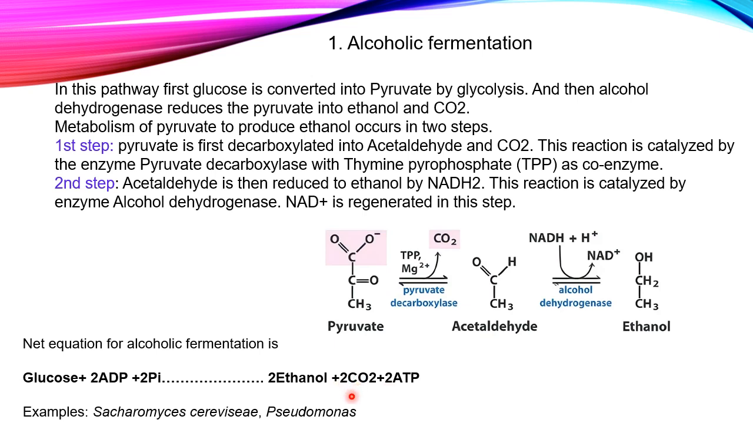But when we are including the glycolysis in alcoholic fermentation, this generalized equation is used. That is, glucose, adenosine diphosphate, and phosphate result in the formation of 2 ethanol. From one molecule of glucose, we are getting 2 ethanol, 2 carbon dioxide, and 2 ATPs. These 2 ATPs are nothing but the net ATPs generated in the glycolysis process. Okay, now which examples can we give for alcoholic fermentation? It can be seen in Pseudomonas species or Saccharomyces cerevisiae.